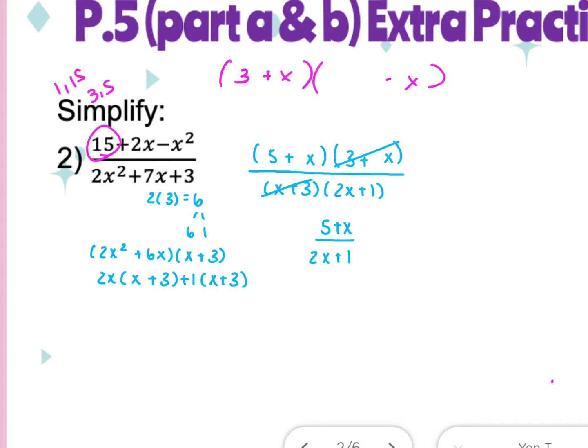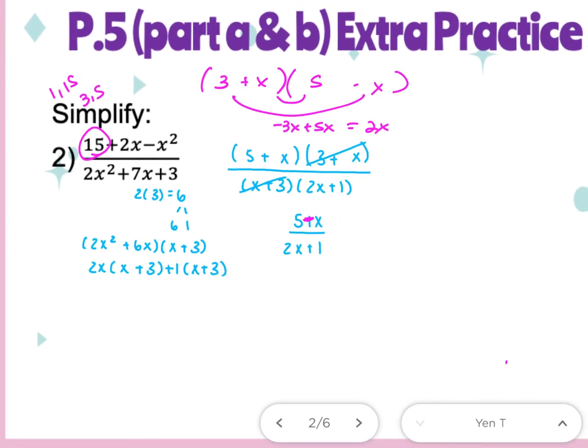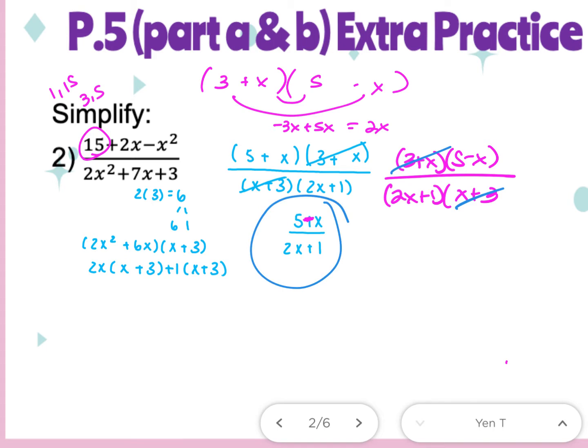I could put the 3 here and the 5 here, multiply the outer and the inner, and I get negative 3x plus 5x, which is a positive 2x, and that's the goal. If it was wrong, I would switch my 3 and my 5, okay? So this one should have been, oh wait, this should be minus. Sorry, I didn't even catch that. So this should have been 3 plus x, and then 5 minus x over 2x plus 1 and x plus 3. And then the x plus 3's cancel. The order there doesn't matter because it's addition, and it should have been 5 minus x over 2x plus 1.